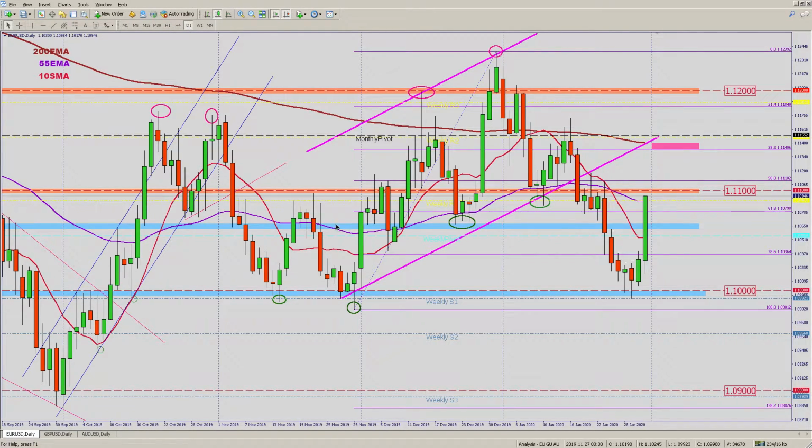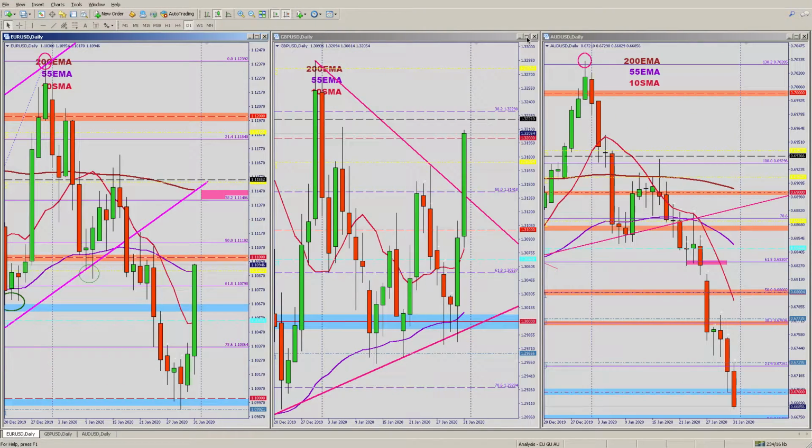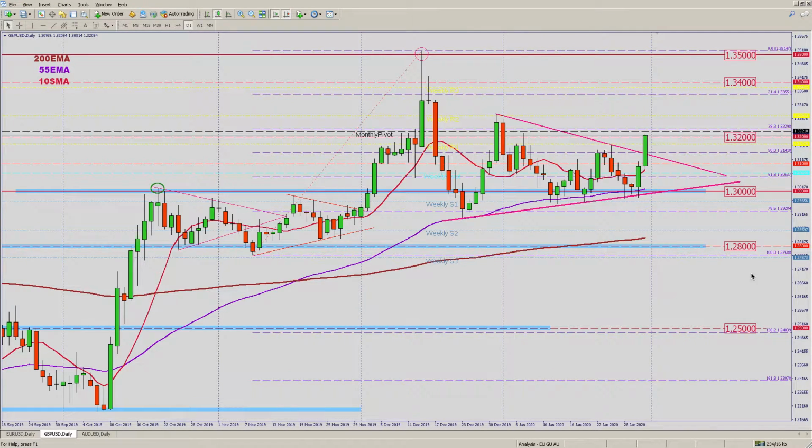All right, let's move ahead to the cable. Similarly, it has also managed to find support at a key round figure area at 130.00, as well as the lower trend line that I've already drawn earlier, previous weeks ago, and managed to find support at the daily 55 EMA that's been sitting around the 130 level as well.